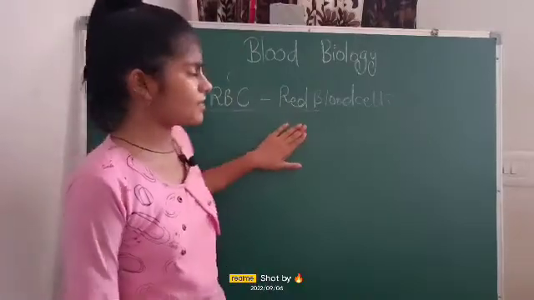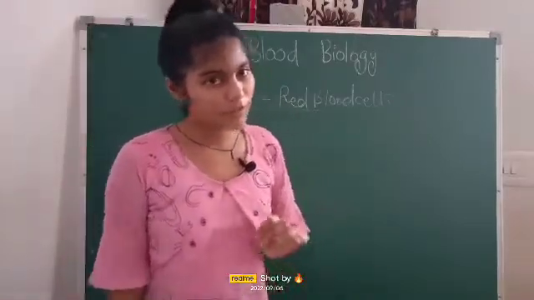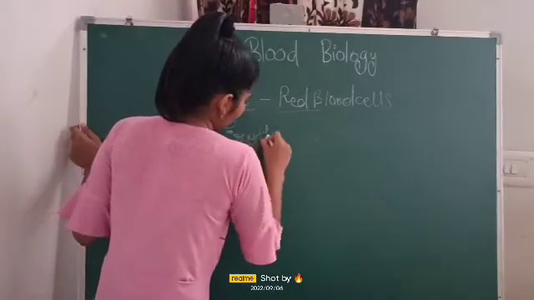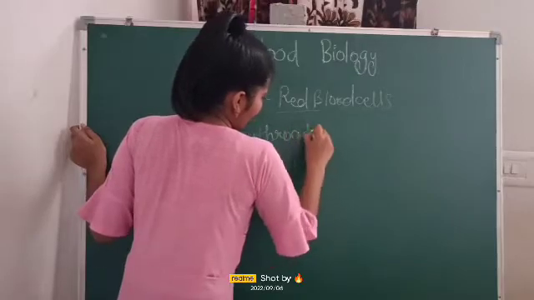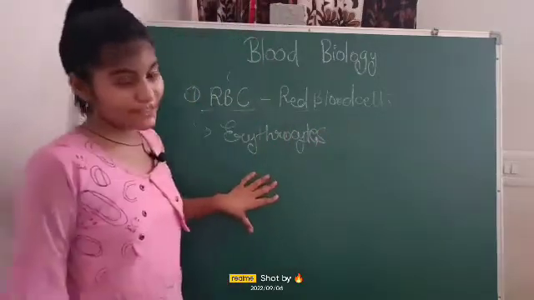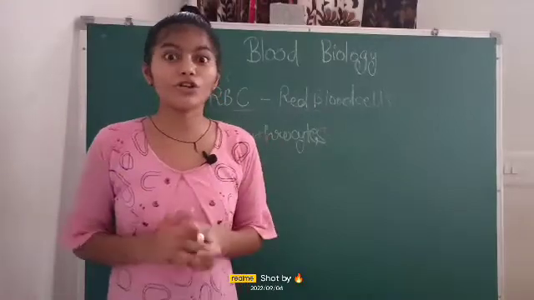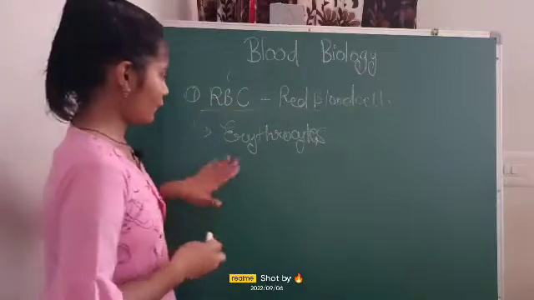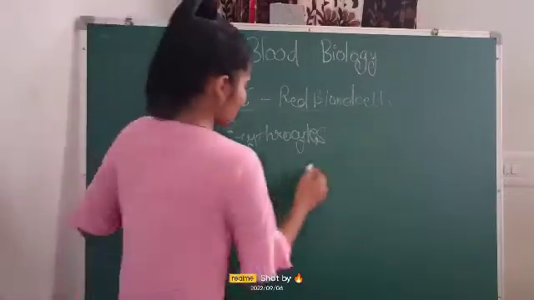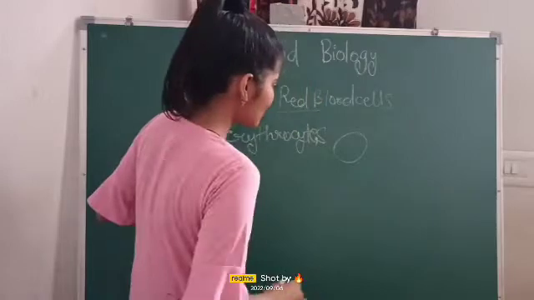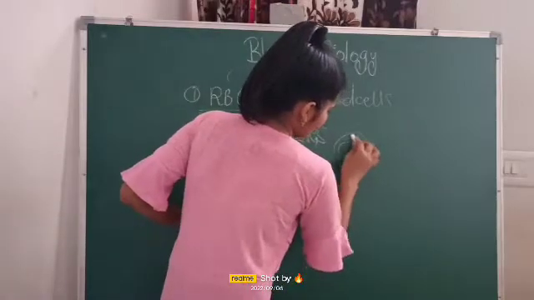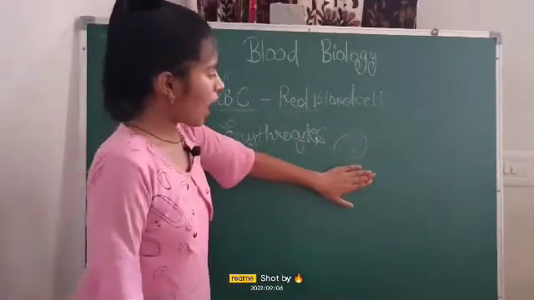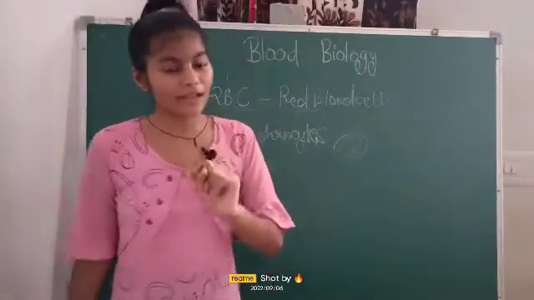In scientific terms, RBC is called erythrocytes. RBC is basically circular, disc or saucer shaped. You know a saucer, the one we drink tea from, that is a saucer shape. A saucer shape is basically circular or disc shaped. This is basically RBC, and it is red in color.